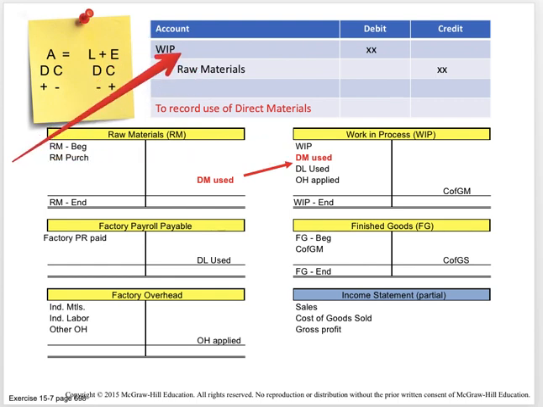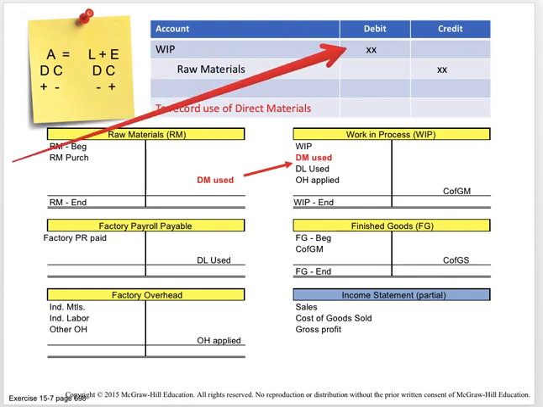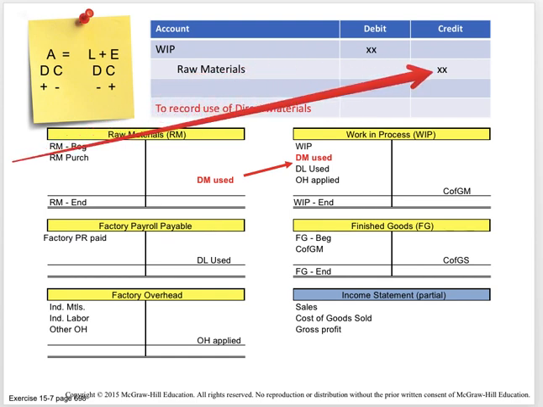So again, these are both inventory accounts. But work in process is increasing because we're adding them to the production process, so that's a debit. And raw materials is decreasing because they're no longer raw. They're now in a different phase of inventory. So we're decreasing that type of inventory with a credit.